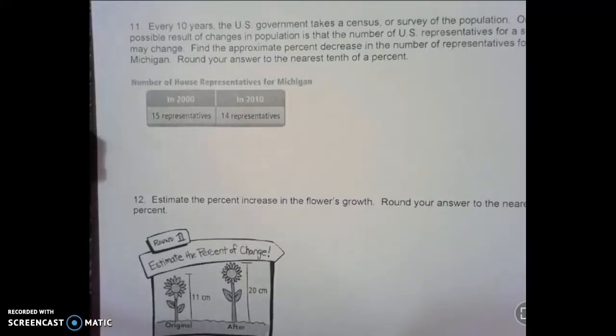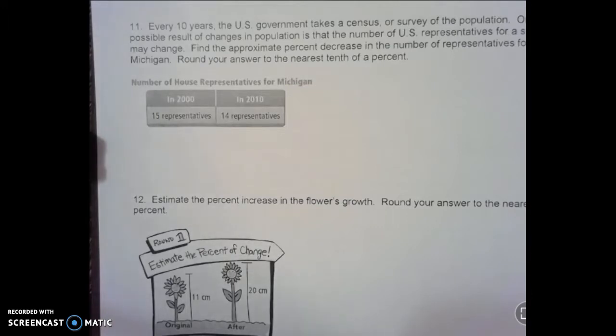In example 11, we're told that every 10 years the U.S. government takes a census or a survey of the population. One possible result of changes in population is that the number of U.S. representatives for a state may change. Find the approximate percent decrease in the number of representatives for Michigan. Round your answer to the nearest tenth of a percent.